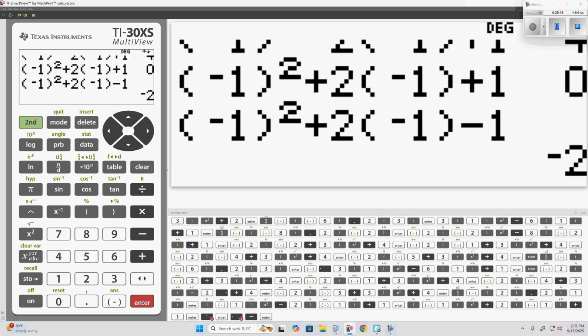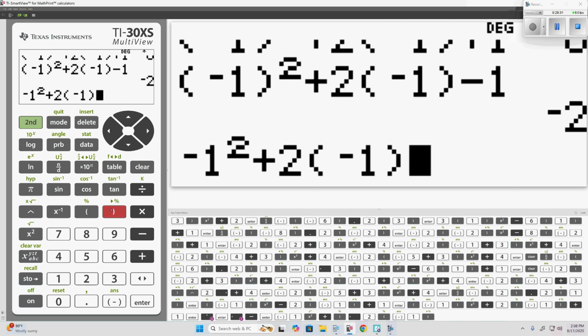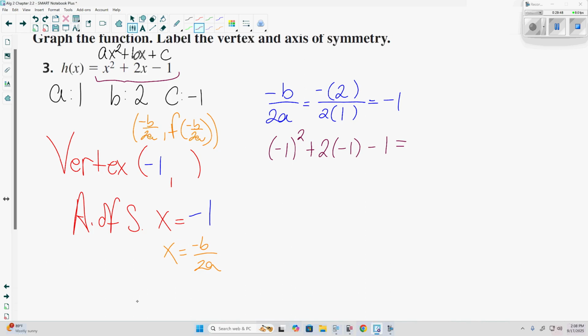Now, especially when typing it in with negatives and squaring it, we do need to make sure we have parentheses around it, because without the parentheses, it will indeed give us the wrong answer. -1 squared plus 2 times -1 minus 1 will give us -4, because it doesn't see that -1 squared is -1 times -1. It sees it as a negative 1 times 1. It has it as two separate numbers. That's why we do need to put parentheses around it.